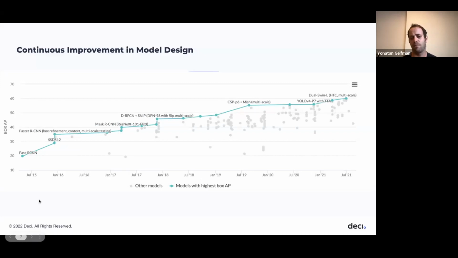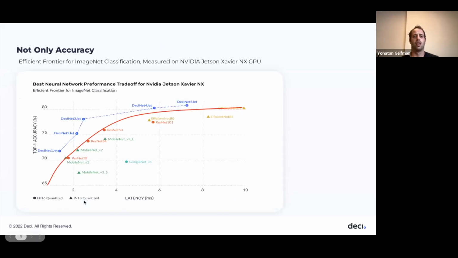And we see the same in object detection on COCO, where the average precision is improving all the time. And here the curve is even steeper than the example that we saw earlier. By the way, those curves are from Papers with Code. But we are not interested only in accuracy. I mentioned the importance of latency or inference performance or throughput.